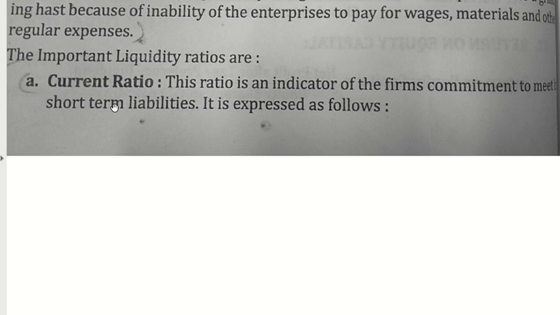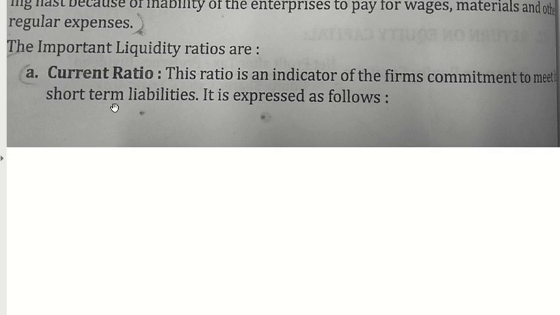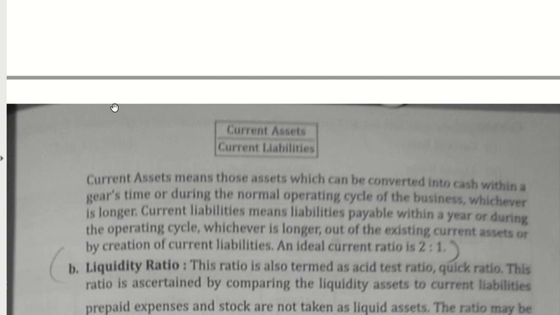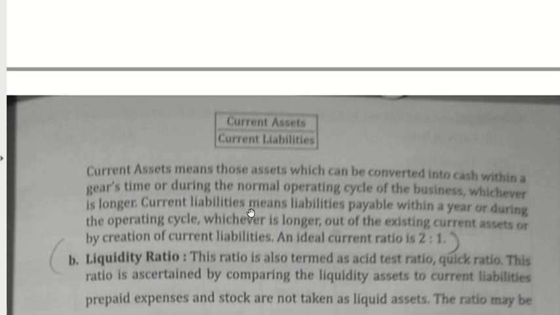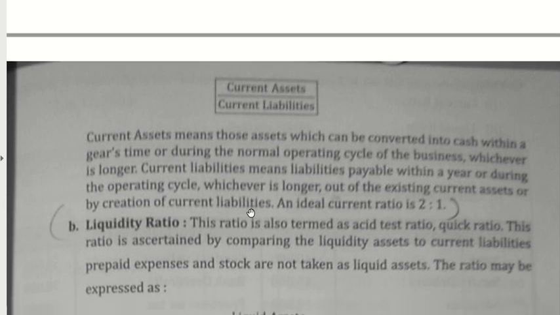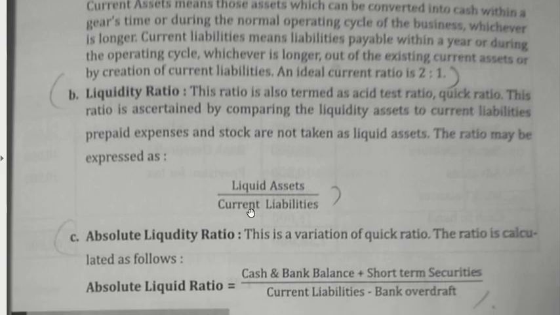The current ratio, first under the liquidity ratio, acts as an indicator of the firm's commitment to meet its short-term liabilities. The formula is current assets divided by current liabilities. In current assets, you take all the assets which can be converted into cash within a short span of time. In current liabilities, you take all the liabilities which are payable within a short span of time. The ideal current ratio is 2:1.